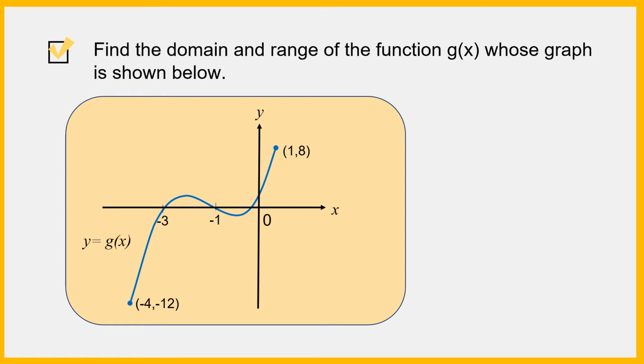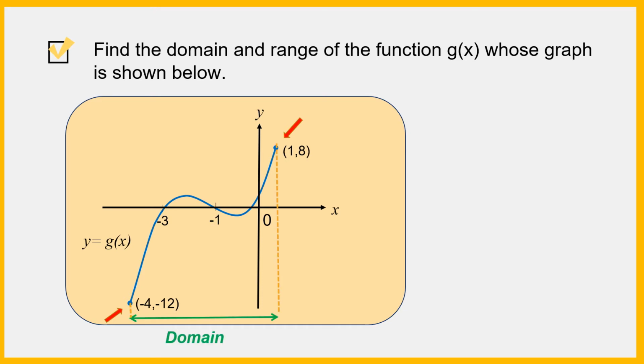In this example, we need to find the domain and range of the function g(x), whose graph is shown below. Observe the small shaded circle on the curve, which indicates that the point (-4, -12) and the point (1, 8) are inclusive. Thus, the horizontal extent of the graph is from -4 to 1.